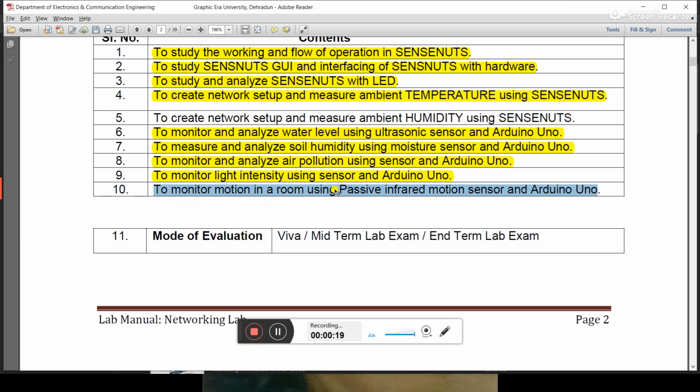Here we will find out how we can interface a PIR sensor with Arduino Uno. It is an important experiment. It is very useful and useful in many ways.